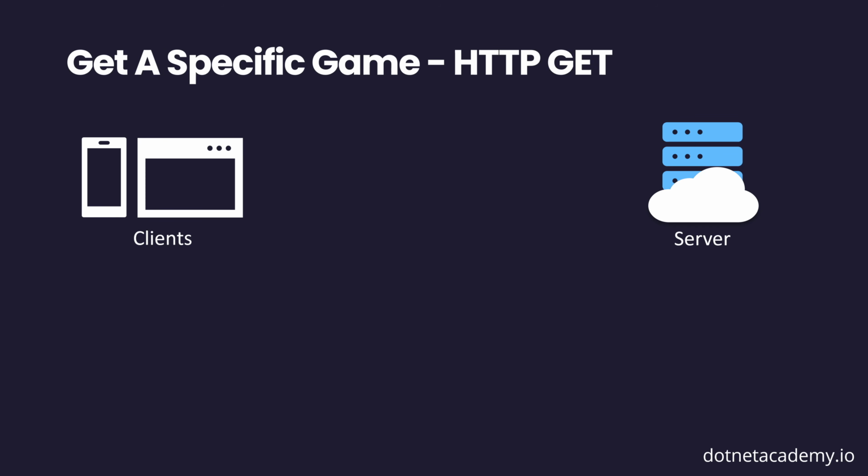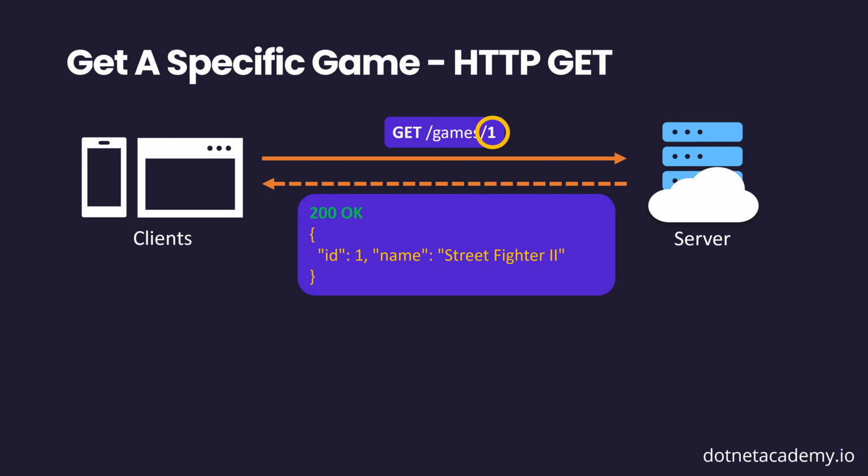If instead of getting all games, you wanted to get a specific game, you would again send a GET request, but this time you would append the resource identifier at the end, number 1 in this case. The server will respond with the state of the game with that identifier, assuming it's able to find the game.